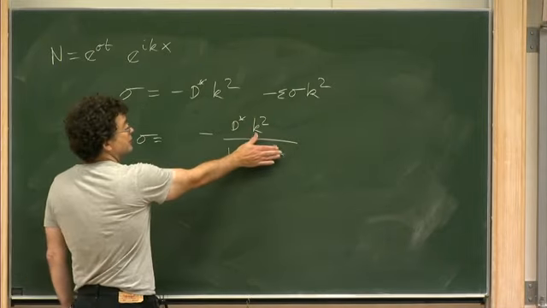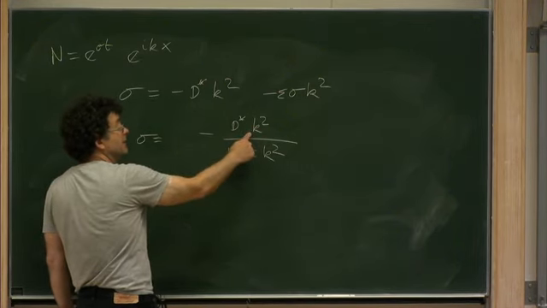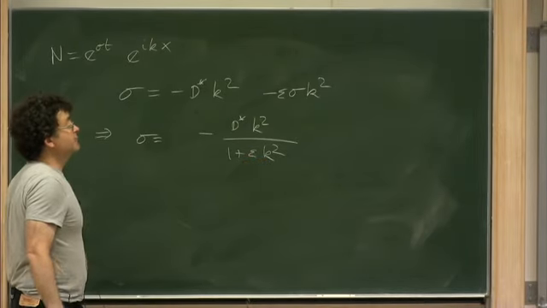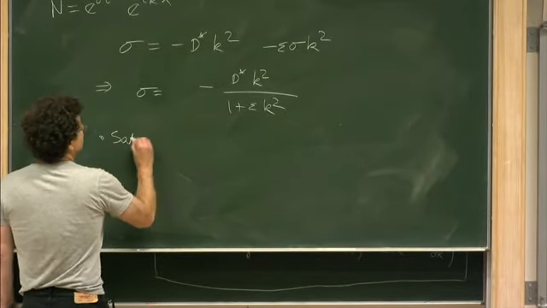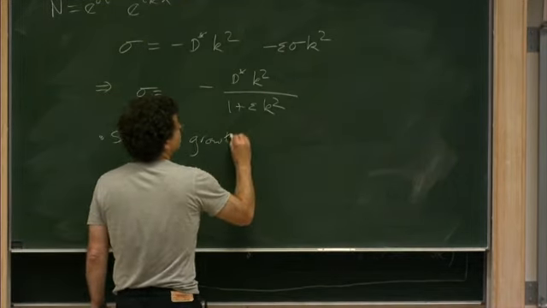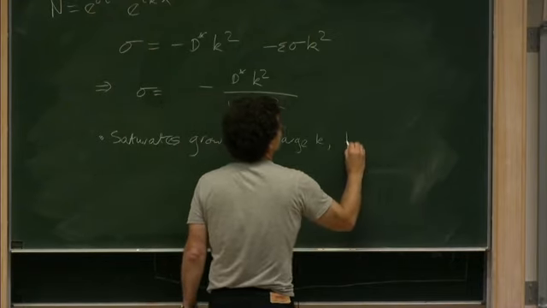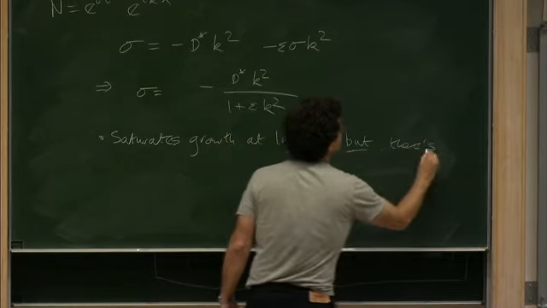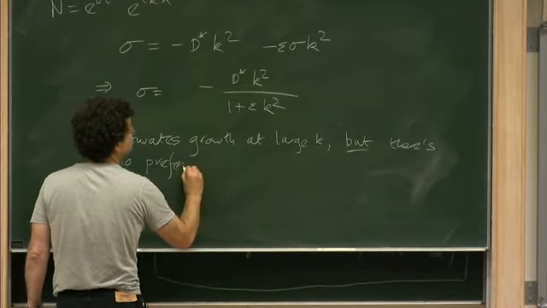If epsilon is 0, you can see the ill-posedness in the fact this thing grows arbitrarily fast as k becomes large, but this thing does regularize it, it saturates. So as k goes to infinity, that goes to some fixed finite value. So it saturates growth at large k. But, an important contrast to the Cahn-Hilliard stuff, there's no preferred wavelength. I'll draw a little sketch to indicate what I mean by that in a second.